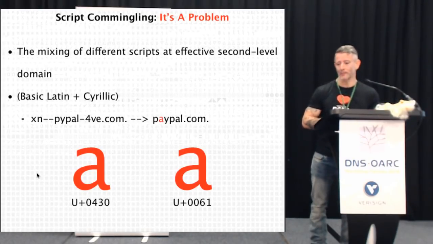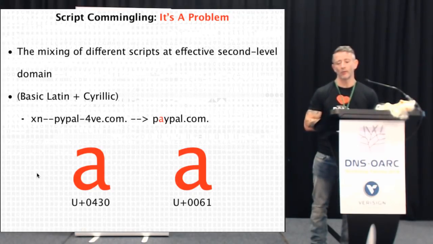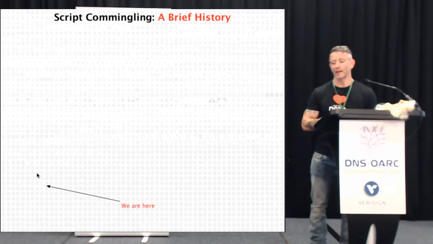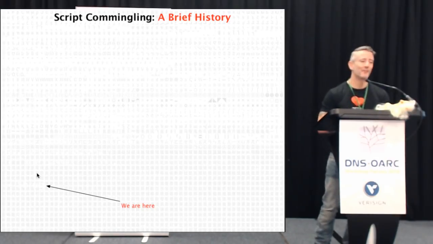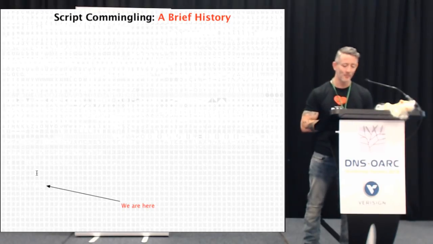So the script commingling. This is primarily we're concerned with the stuff that gets registered, script commingling at the effective second level domain. The canonical example always being basic Latin and Cyrillic. The Cyrillic A and the Latin A, when rendered in Lucida Grande, for example, pixel perfect renditions, they're the same. So, this slide didn't render.